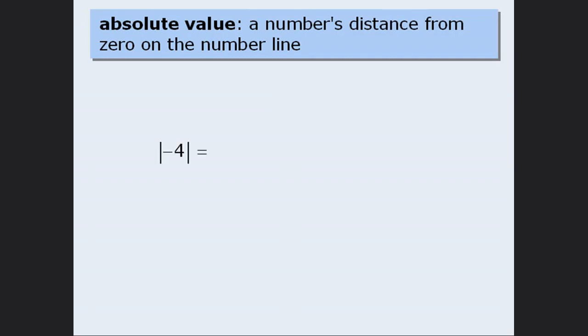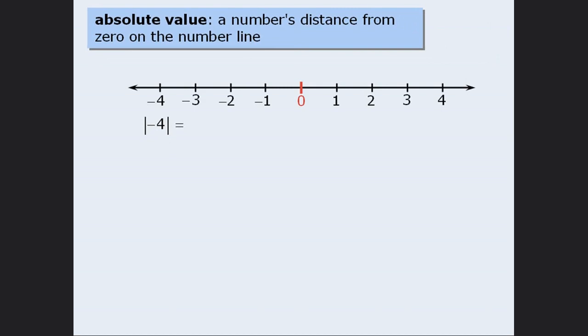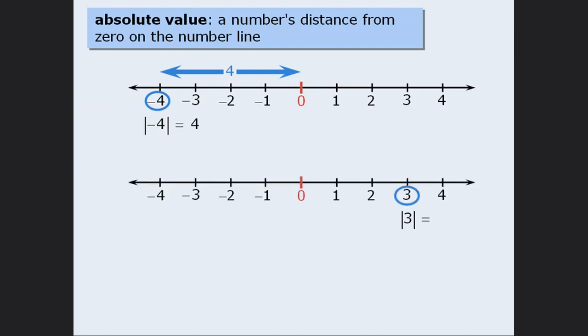So for example, to evaluate the absolute value of negative 4, we can first sketch the number line and then see that negative 4 is 4 units away from 0. As such, the absolute value of negative 4 is 4. Similarly, to evaluate the absolute value of 3, we locate 3 on the number line and then recognize that 3 is 3 units away from 0. As such, the absolute value of 3 is 3.